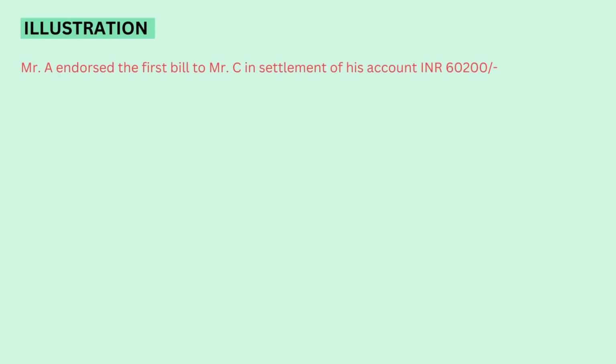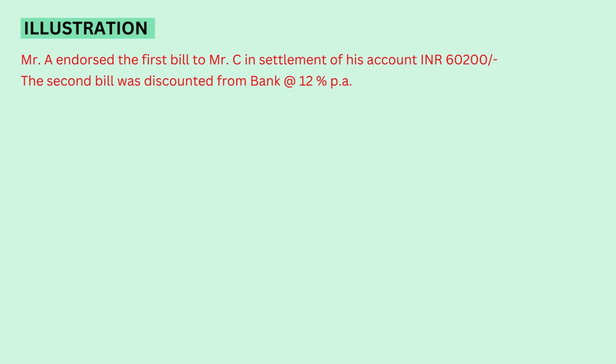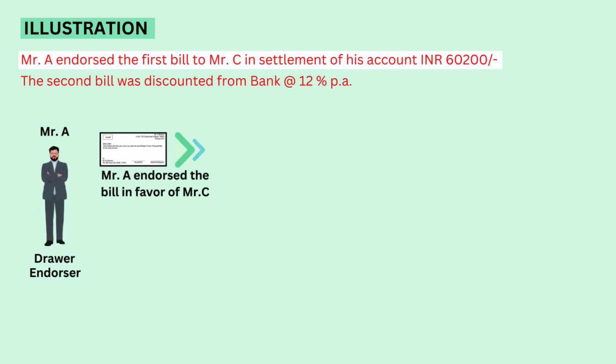Now the next part of the illustration. Mr. A endorsed the first bill to Mr. C in settlement of his account Rs 60,200. It means Mr. A needs to pay rupees 60,200 to Mr. C, but instead of making payment, he endorsed the first bill for rupees 60,000 to Mr. C. Thus, Mr. C will recover his money.